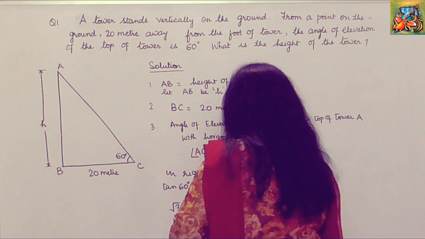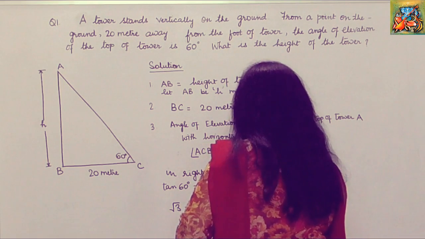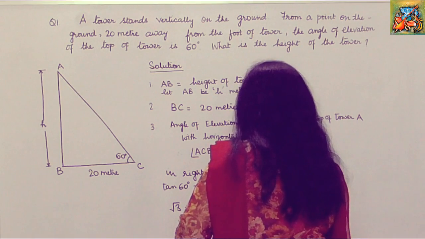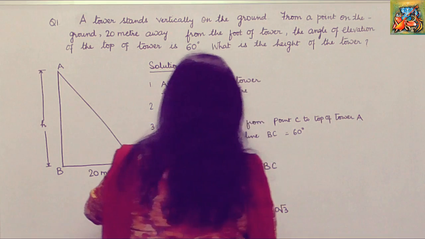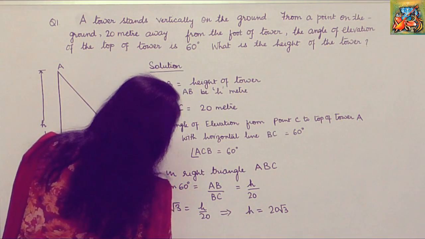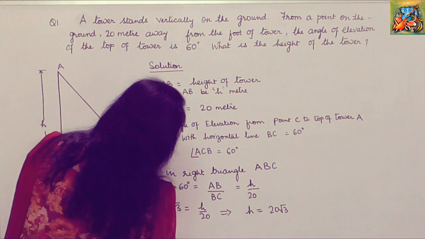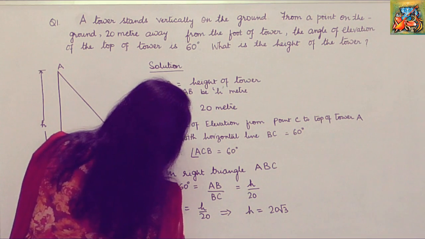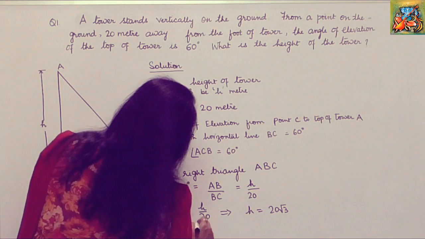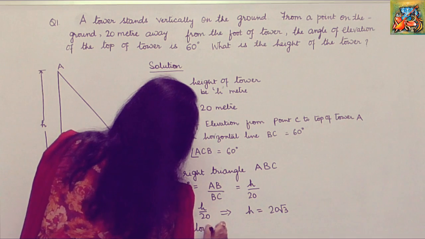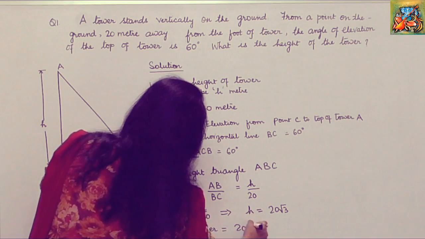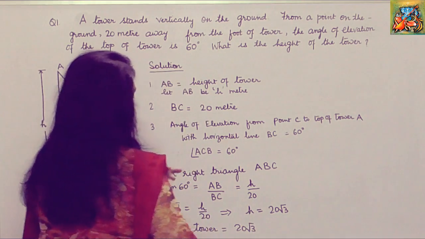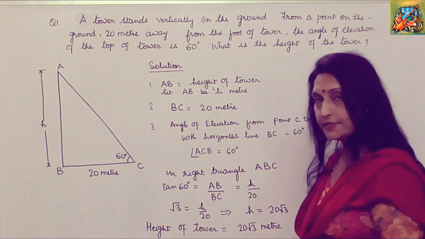which gives H is equal to 20 root 3. It means the height of the tower is 20 root 3 meters. This is the solution.